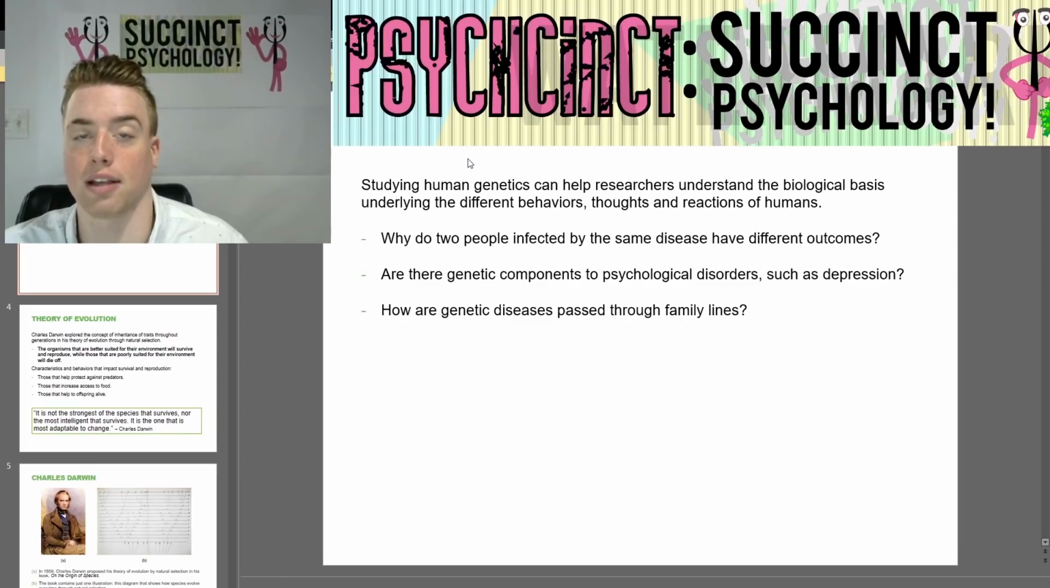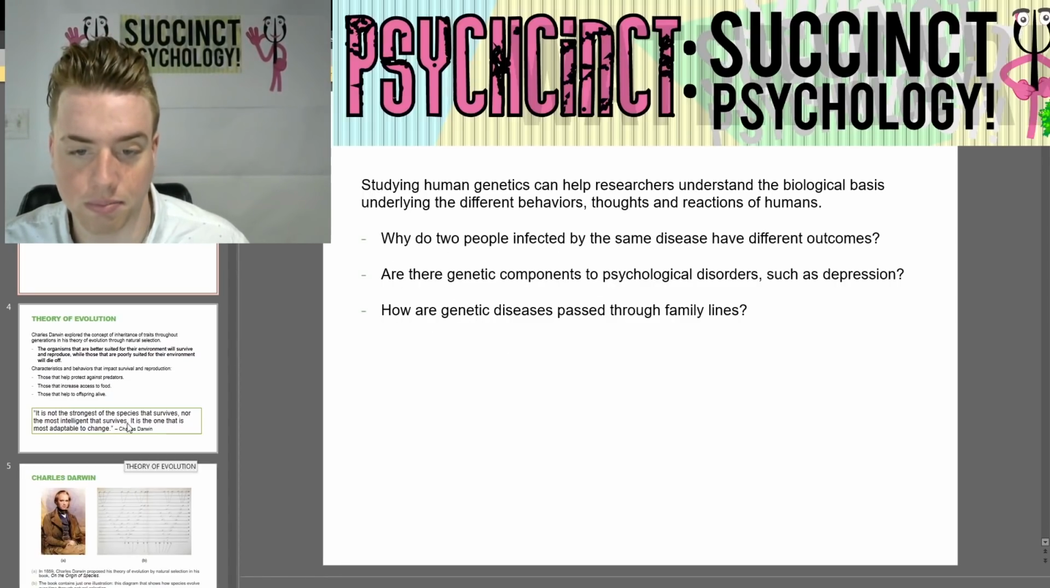All right, human genetics. Studying human genetics can help researchers understand the biological basis underlying the different behaviors, thoughts, and reactions of humans. So, why do two people infected by the same disease have different outcomes? Are there genetic components to psychological disorders such as depression? And how are genetic diseases passed through family lines? These are some questions you ask when talking about human genetics.